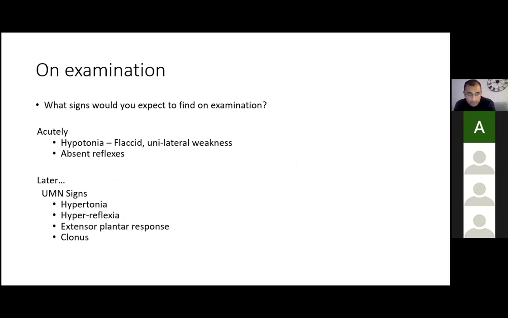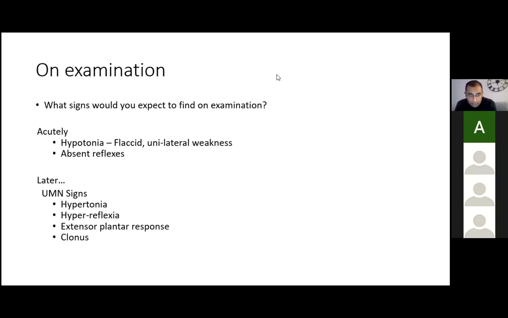So on examination, acutely patients will have hypotonia, flaccid paralysis, and absent reflexes, even though it's an upper motor neuron lesion. However, later on, if they don't get proper rehab, they can then present with the upper motor neuron signs later on. So, is there a question?